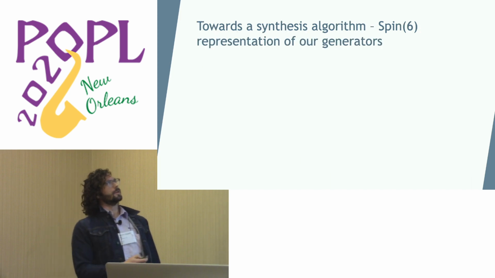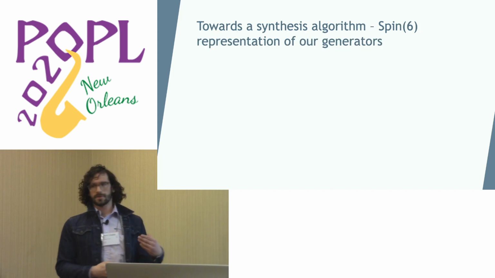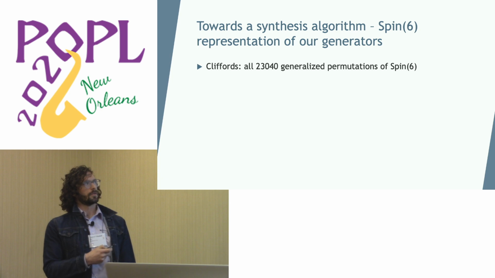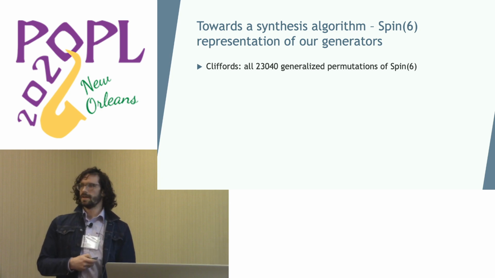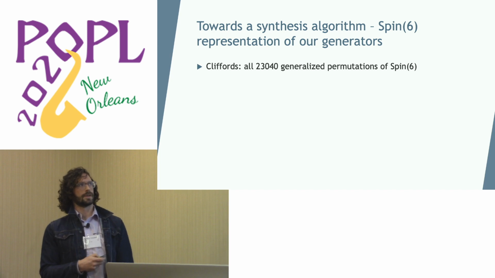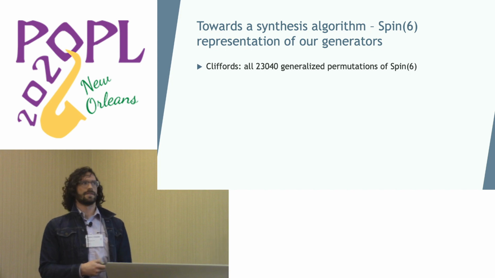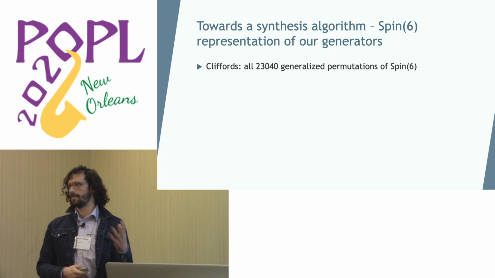Okay, so when we actually look at the spin 6 representation of our generators, it turns out that the Cliffords are all 23,040 generalized permutations of spin 6. Now this should give you some pause because I told you there were 92,160 earlier, so we're off by a factor of 4. But it turns out this factor of 4 basically corresponds to 2 factors of 2 that come from ignoring phases, roughly speaking.